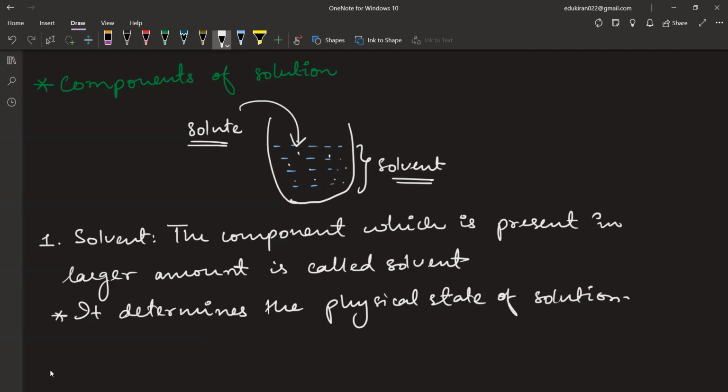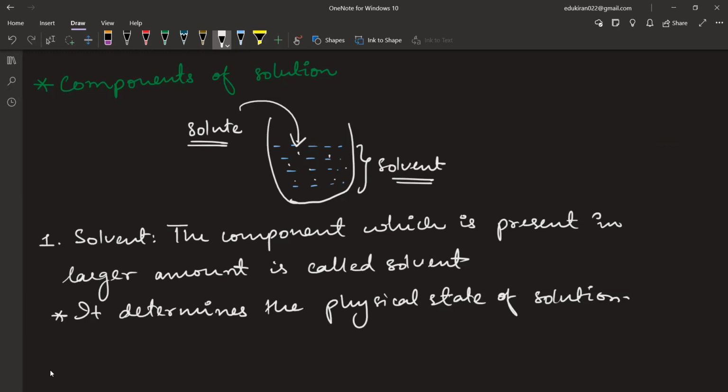For example, if you see liquids, in cola and all, you see what is added? CO2 gas is added. So CO2 is a gas. It is added into water. Water is the solvent here, and that is why the solution that you are looking at, in which you have CO2, carbon dioxide, is in liquid state. That is only due to the solvent which is present, that is water. So solvent is the one which determines the physical state of the solution. Generally speaking, the component which is present in larger amount is called solvent.